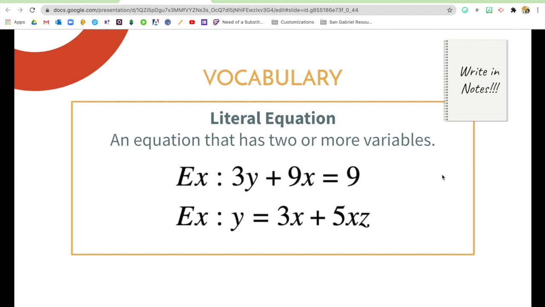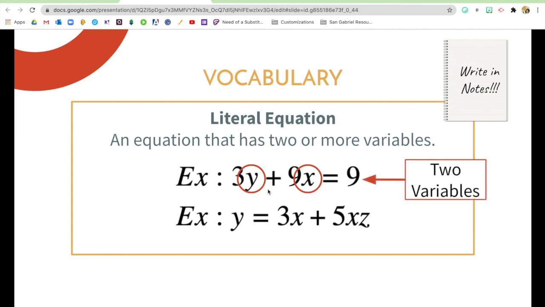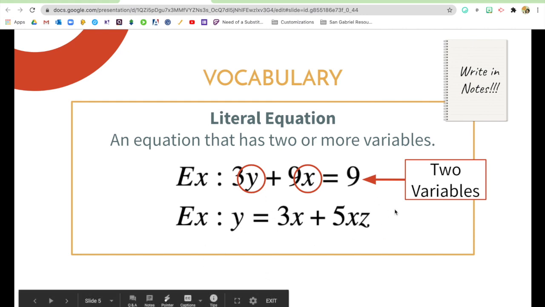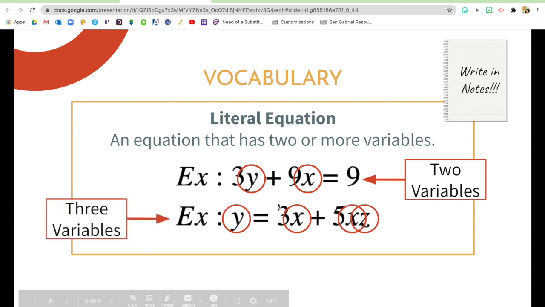In this case, you can see that there is more than one variable, and we can show that it is x and y. So here we have two variables. That's why we call this a literal equation. And in the other equation, we have y, x, and z. So this one shows three different variables, and because of that, we call this a literal equation as well.